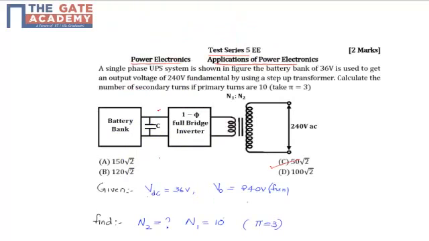In this session, we have studied how to calculate the secondary turns if the primary turns are given, and we have to assume the value of pi as 3.